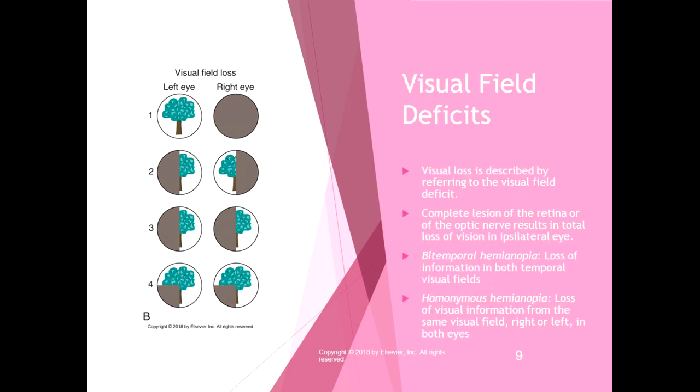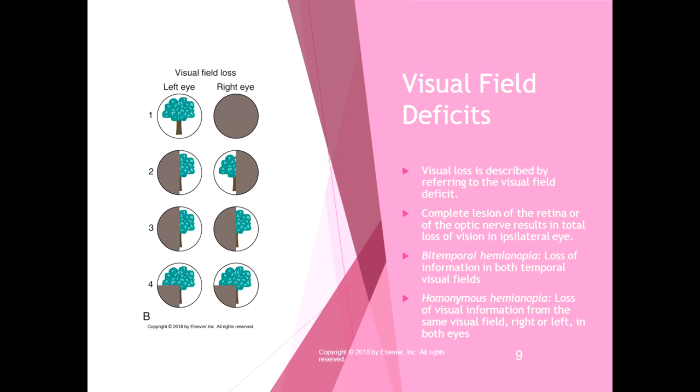So visual loss is described by referring to the visual field deficit. A complete lesion of the retina or the optic nerve results in total loss of vision in the ipsilateral eye, so the same side. Bitemporal hemianopsia is loss of information to both temporal visual fields. Number 2 on this picture is bitemporal hemianopsia. Hemi means half, an means no, and opia or opsia, you'll see it both ways, means vision. So we have no vision on the temporal side of either eye. We have the middle vision, but not the side vision.